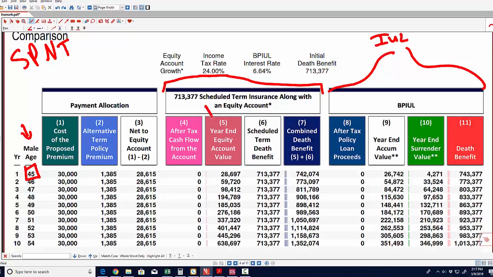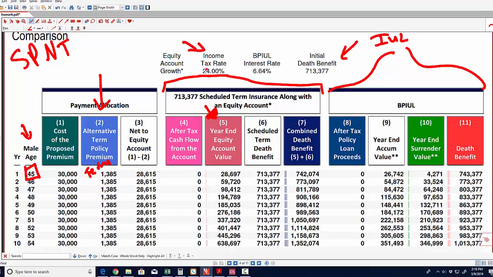We're looking at the year-end account value of our equity account, our index fund, and the term insurance is costing us, that's column two, $1,385 a year. So $30,000 a year is going into our index universal life insurance policy that's generating the $713,000 death benefit. That's easy. So what we're going to do is take the same $30,000 and split it up into $1,385 into the term policy, and the other $28,615 is going to go into our equity account, our index fund, our mutual fund, whatever it is that you want to call it.